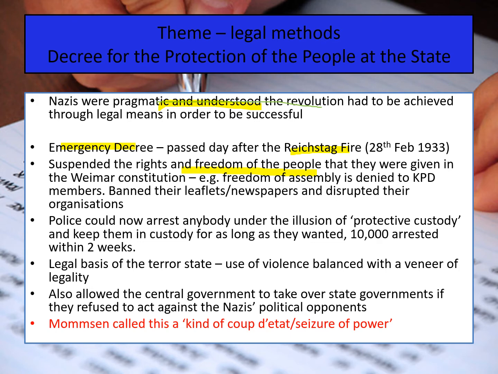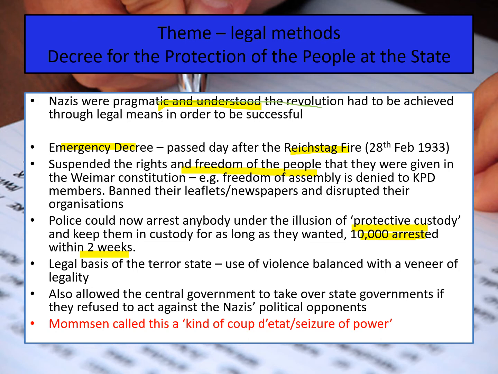So the police can now arrest anybody under the illusion of putting them under protective custody, and they can keep them in custody for as long as they want. So there were 4,000 communists arrested in a week before the March elections, and 10,000 people arrested within 2 weeks of this law being passed. And they're not released afterwards. Many of them end up in the new concentration camps that are established from late March 1933.